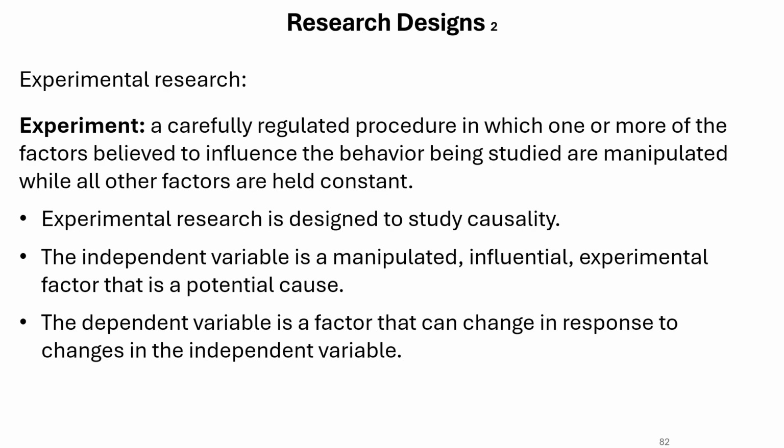The independent variable is a manipulated, influential, experimental factor that is a potential cause. The dependent variable is a factor that can change in response to changes in the independent variable. So the independent variable is something you, the researcher, change. The dependent variable is what we measure, and what we see if there's a difference once the change has been made.